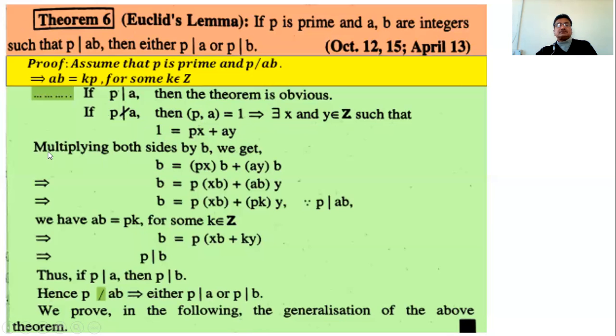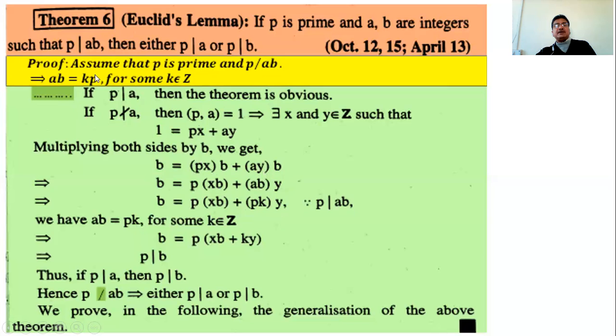Multiplying both sides by B, what do we have? B is equal to Pxb plus Ayb. Then B is equal to P times X times B in brackets, and here write AB in brackets times Y. Then what is the value of AB? That P divides AB is our assumption. Therefore AB is Kp or Pk. So write AB as Pk, times Y as it is, by using the assumption.